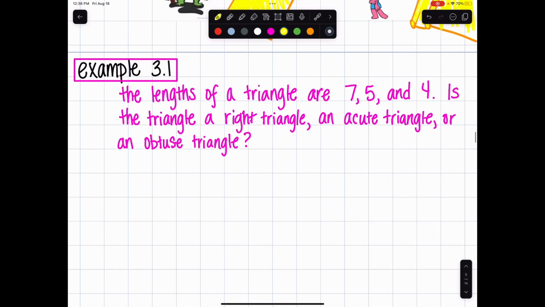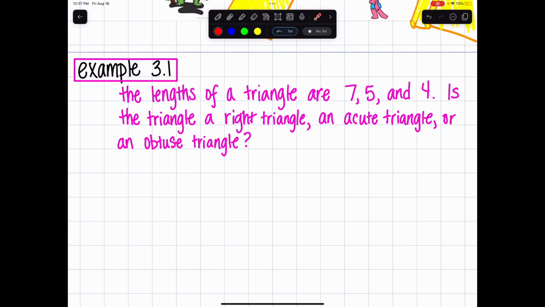Let's do an example here. Let's see how might people make this into a math problem that you can do. All right, here's what the problem is. The lengths of the sides of a triangle are 7, 5, and 4. Is the triangle a right triangle? Is it an acute triangle? Or is it an obtuse triangle?